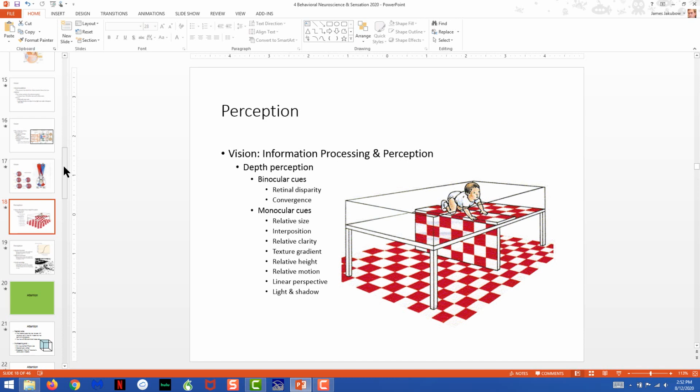So, for example, relative size. Objects that are further away throw their light into your eye at a different angle than objects that are closer to you. In fact, things that are closer to you always appear larger. Things that are further away, of course, always seem smaller. And as a result, that's one basic way that you can use a monocular cue to determine distance.